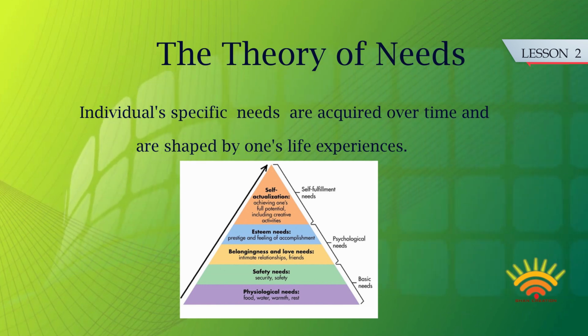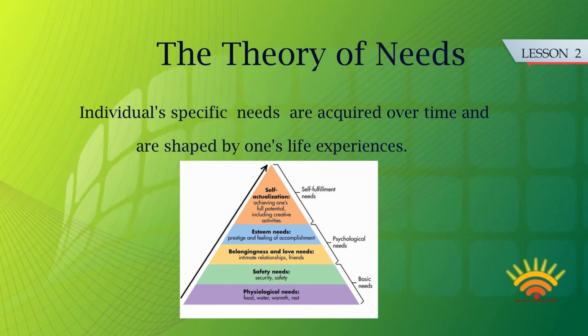Third level, belongingness and love needs, for example, intimate relationships and friends. And fourth level, esteem needs, prestige and feeling of accomplishment. And the last level of needs is self-actualization, that is achieving one's full potential, including creative activities. Safety needs and physiological needs are considered as basic needs of people, and esteem needs and belongingness and love needs are considered as psychological needs, and the last level need is considered as self-fulfillment needs.